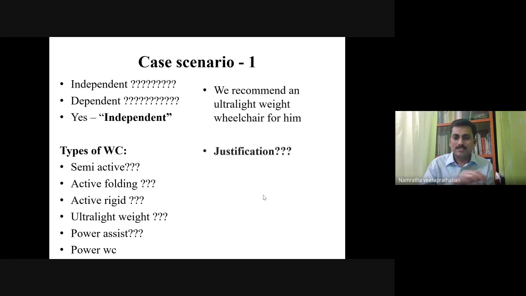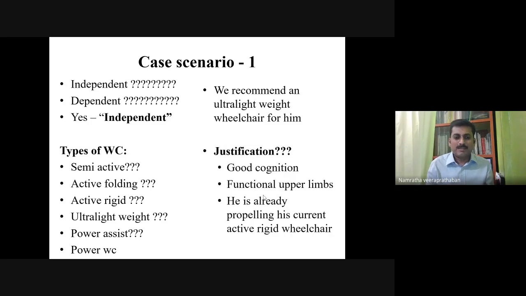Why? This is my justification here. He's having good cognitive functions, he's having functional upper limbs, and the more important thing is he's already propelling his current active rigid wheelchair. So from there, I have to move on. Is it clear? Yes, okay, thank you.